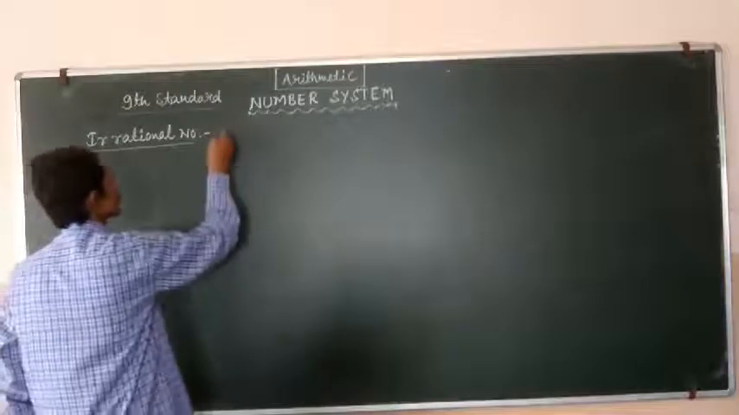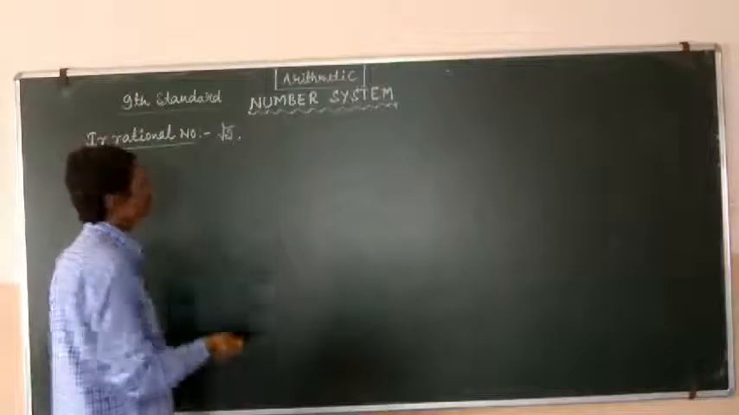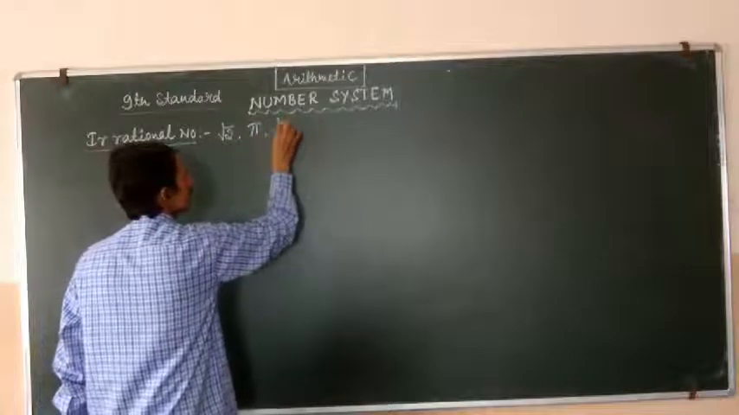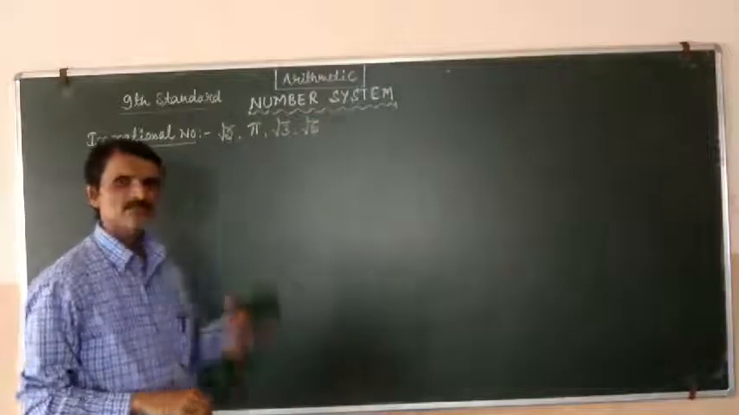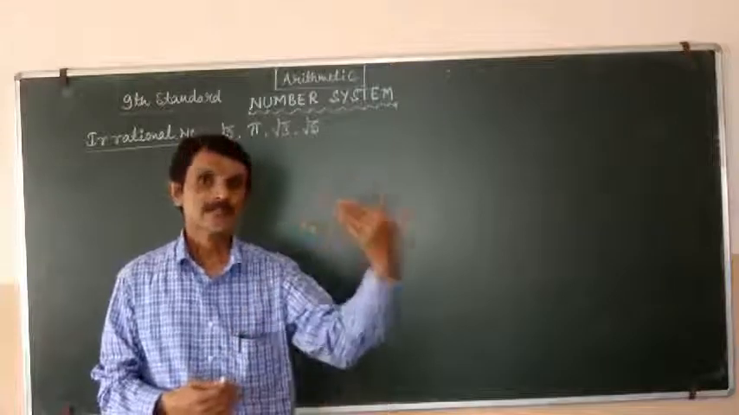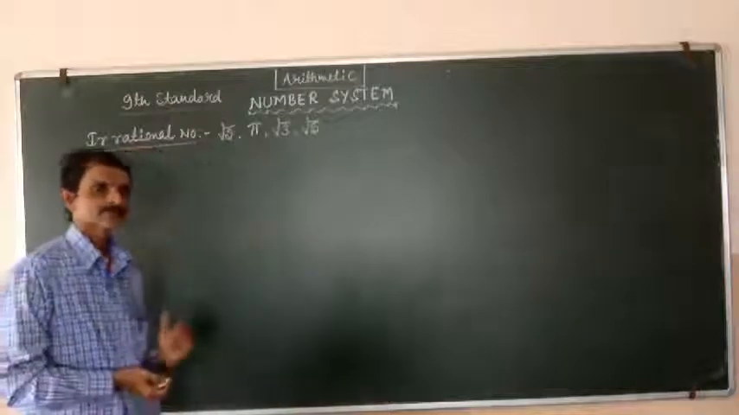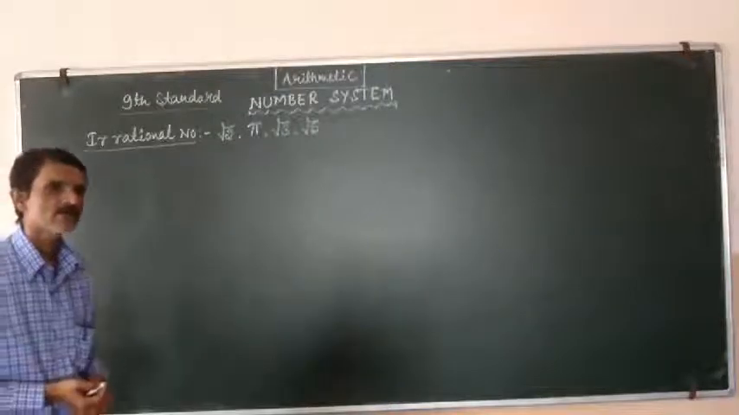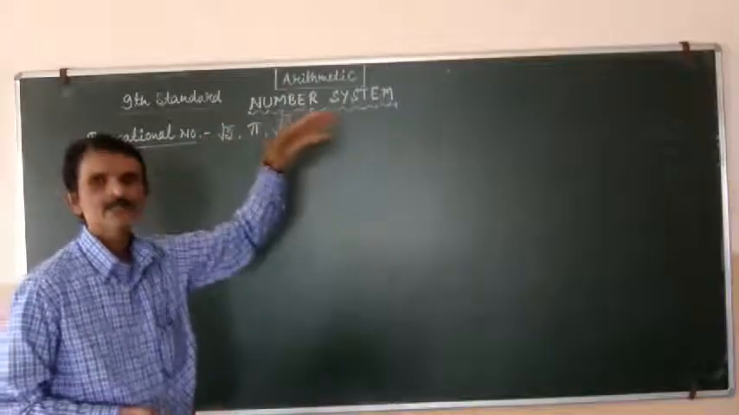Yes, root 2. Next, yes, it is pi. Next, root 3, root 5, etc. So these types of numbers are called irrational numbers because we cannot express them in the form of p by q. In this class we will see the representation of these irrational numbers, root 2, root 3, root 5, etc.